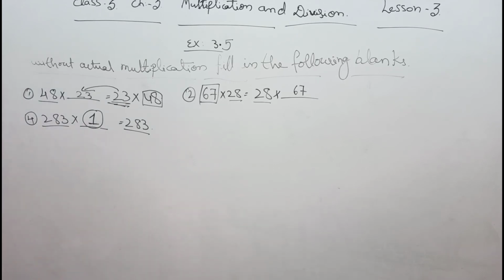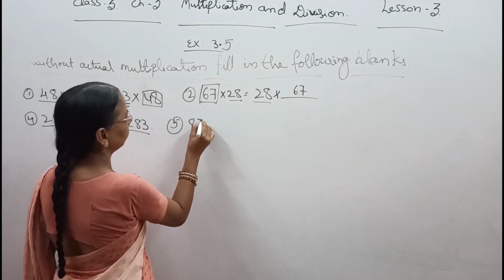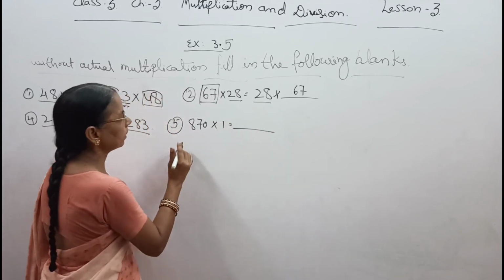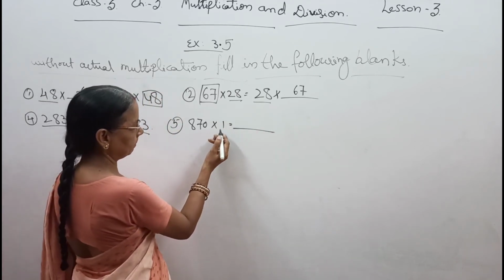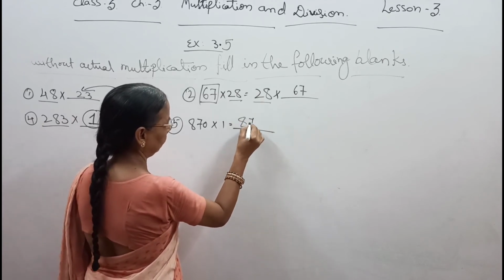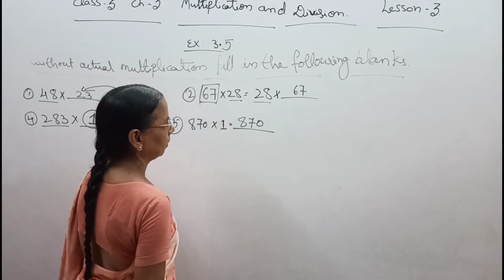Now the fifth question is 870 into 1 equals dash. Here 870 is multiplied by 1, then the number will be the same. 870 into 1, the number will be the same.